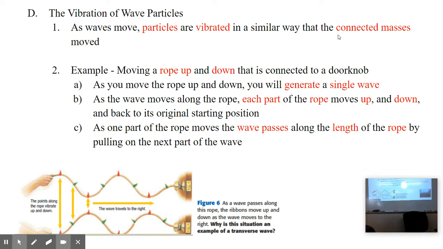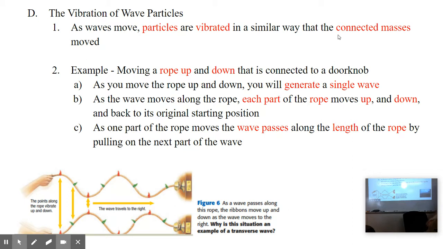An example we can see is if we have a rope that's moving up and down connected to a doorknob. As you move the rope up and down, you will generate a single wave. If you do that little whip action on the rope, you see that wave go down. As that wave moves along the rope, each part of the rope moves up and down, but it eventually goes back to its original position. As one part of the rope moves, the wave passes along the length of the rope by pulling on the next part of the rope.